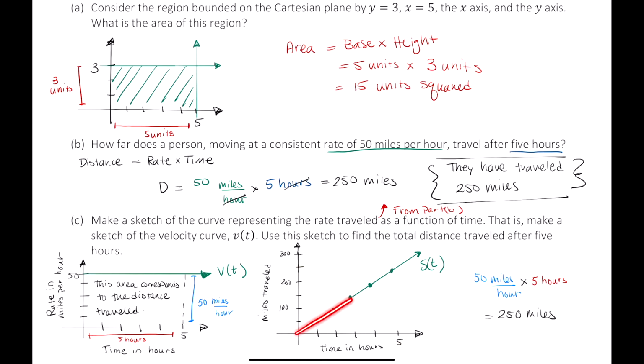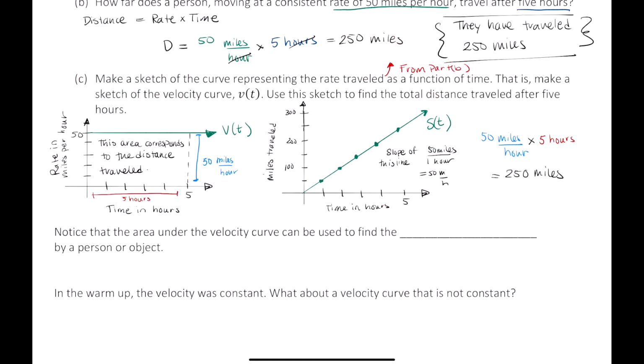If you notice the slope of this line, what is the slope of this line? It is 50 over 1. So the slope of this line is actually 50 miles per hour, our velocity function. So again, the slope of this line is 50 miles for every 1 hour, which is just 50 miles per hour. So the first derivative of this position function is equal to our velocity function. Let's go ahead and sum this up below. Notice that the area under the velocity curve can be used to find the distance traveled by a person or object.